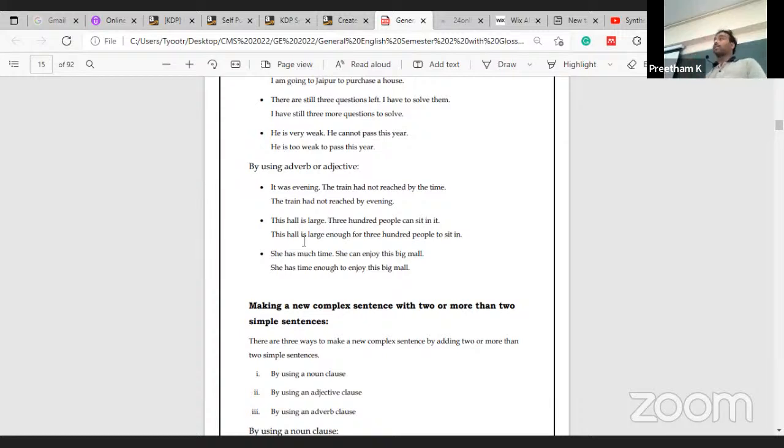Then by using an adverb or an adjective, okay, many times it leads to a lot of confusion. You have to see whether the word is describing a noun or a verb. If a word is describing a noun, it is an adjective. If it is describing any actions or verbs, it is an adverb. Examples. It was evening. The train had not reached by that time. The train had not reached by evening. What have they used here? Adverb or adjective? The train had not reached by evening. What is by evening?